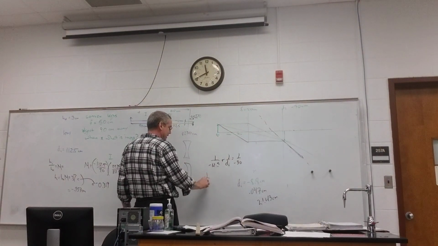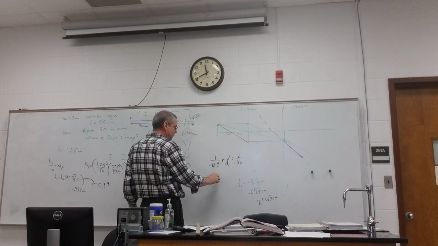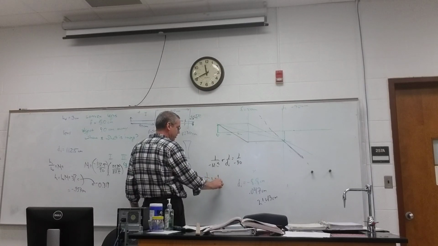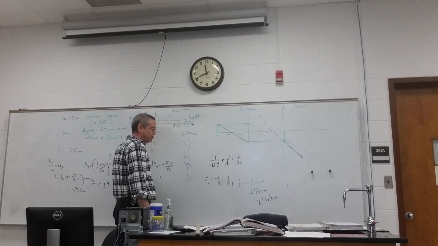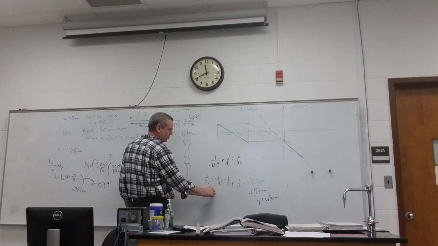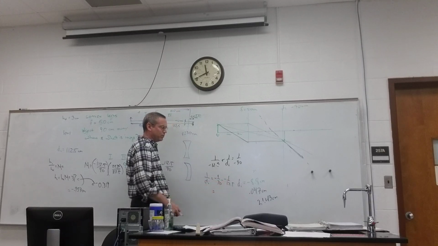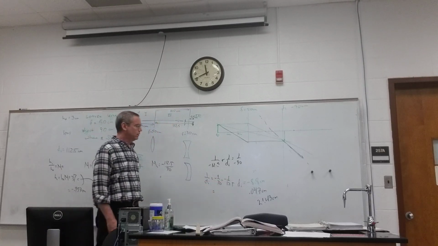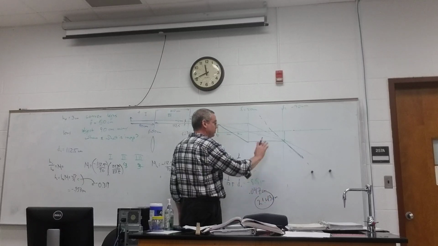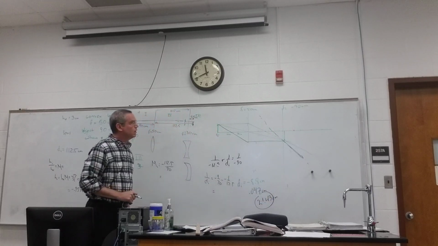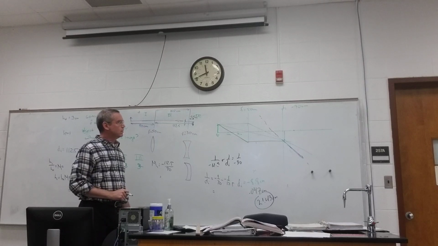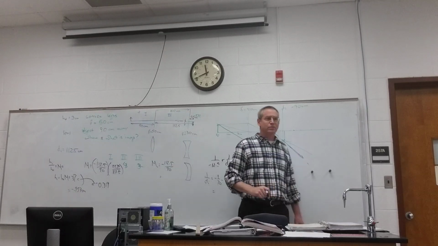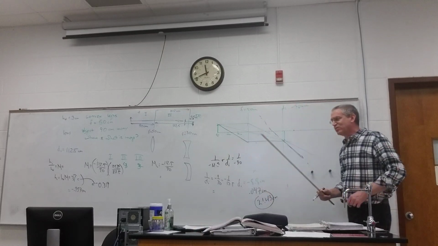So 1 over DI is equal to negative 1/30 minus negative 1 over 12.5. So we should end up with, well, that's smaller than that, so we should end up with a positive number. Yeah, 21. All right, so the final image will be on that side. That's making more sense now. My drawing's not as far off as I was thinking.